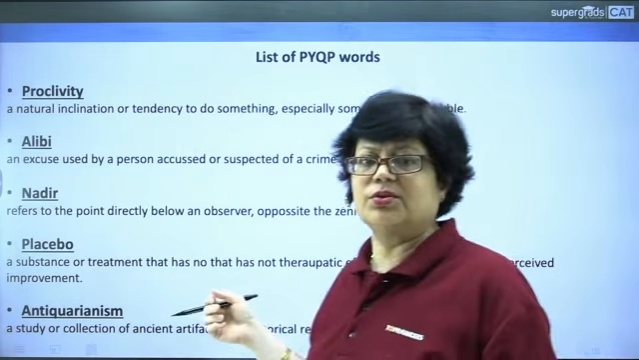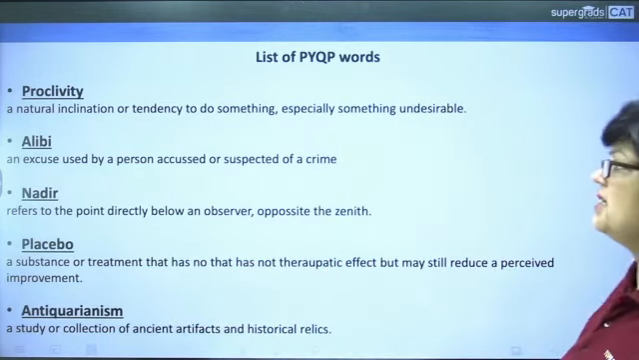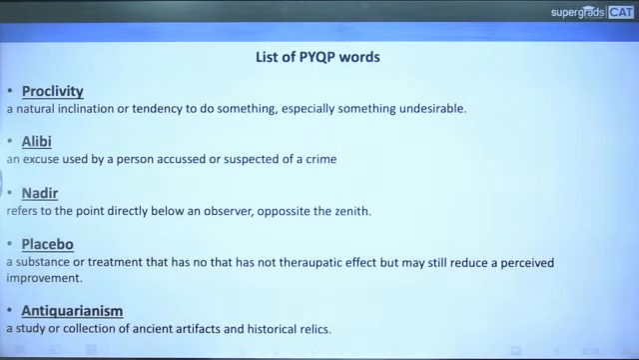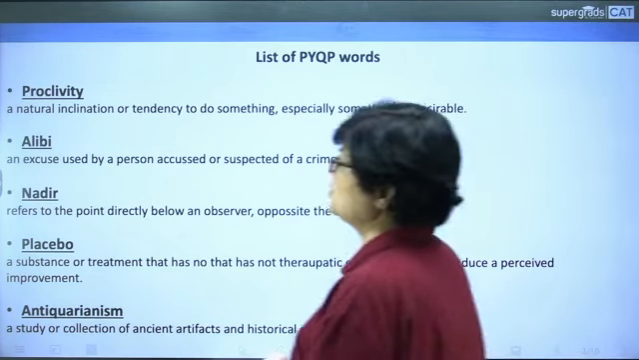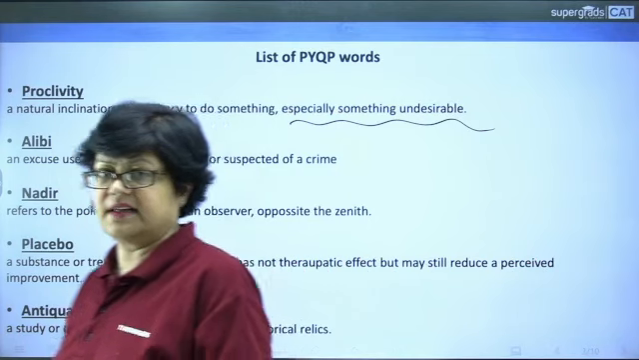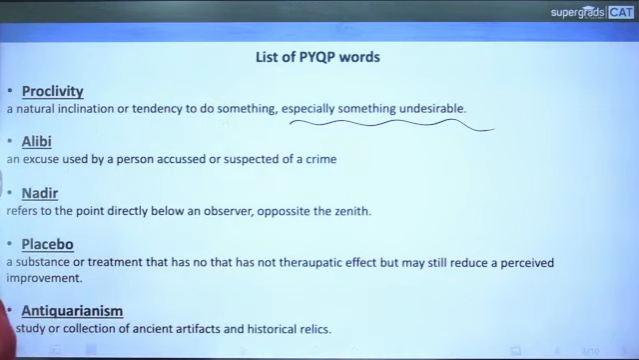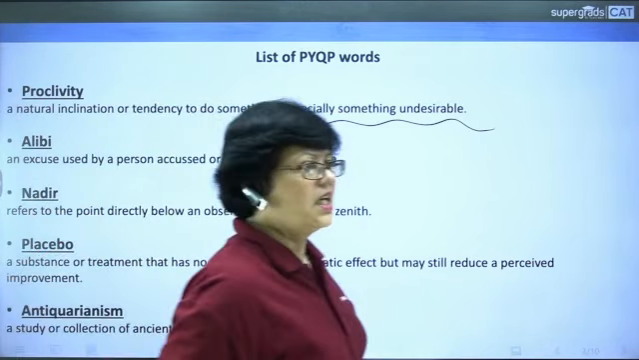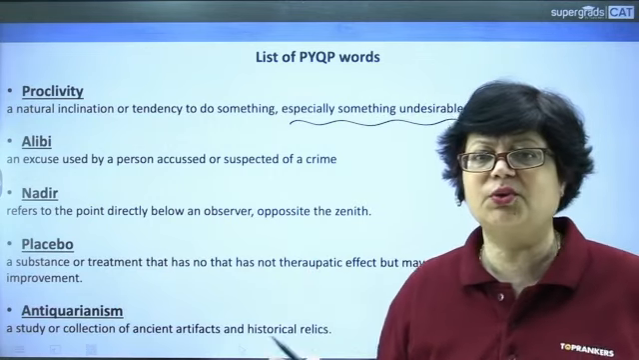So what would you do, right? So just have a look at these words. Proclivity: a natural inclination or tendency to do something, especially something undesirable, something negative, right? His proclivity to procrastination hindered his progress. I have used it in a sentence.